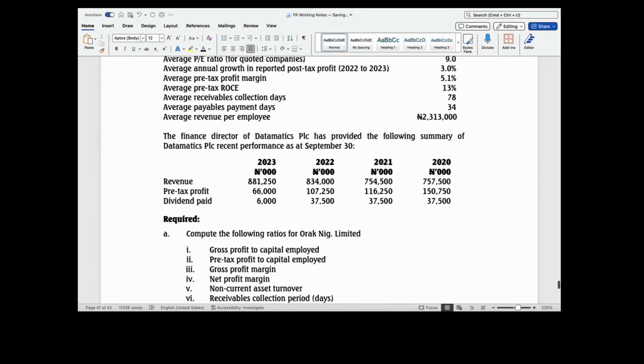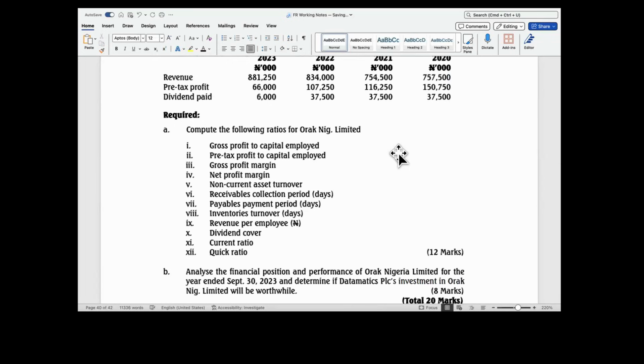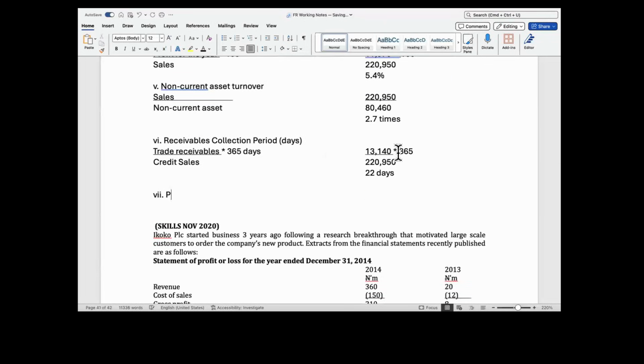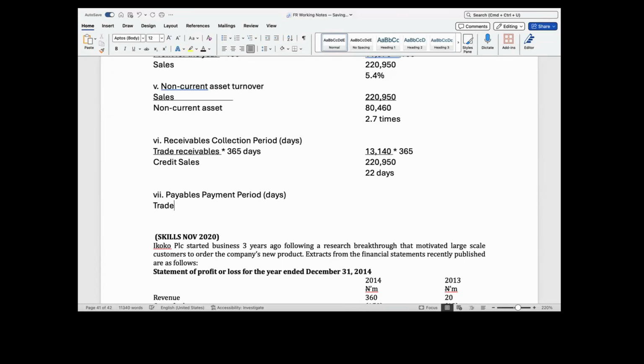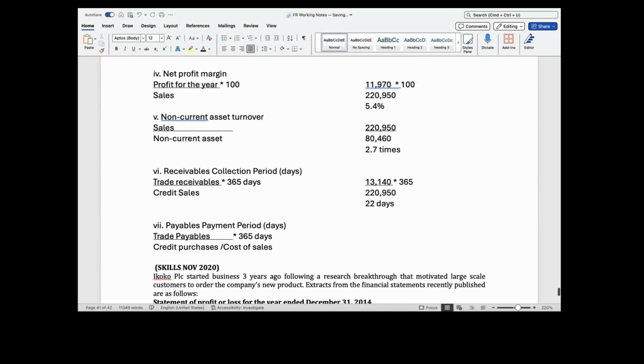Number 7, payables payment period in days. That will be my trade payables all over your credit purchases or cost of sales, depending on what is given, multiplied by 365 days.